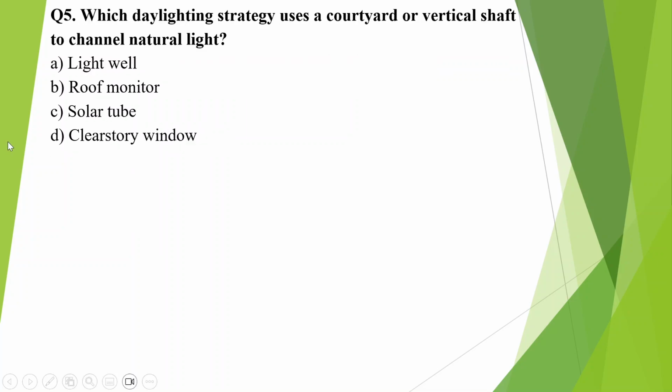Here is the fifth question, guys. The fifth question is asking which daylight strategy uses a courtyard or a vertical shaft to channel the natural daylight or natural light. Out of the four options for question number 5, the concepts related to the different terminologies like light well, roof monitor, solar tubes, clerestory windows have all been explained to you. So I hope it is clear, and you will be able to answer this question number 5.